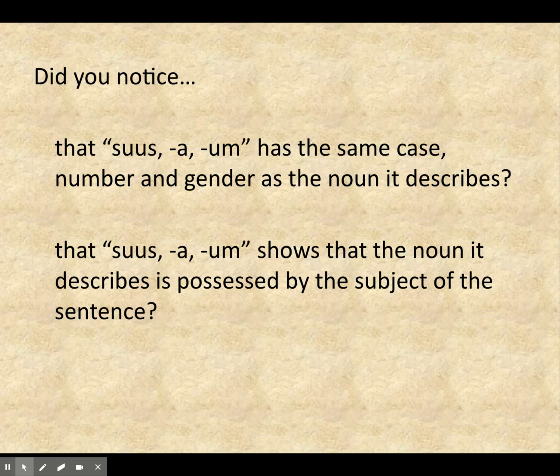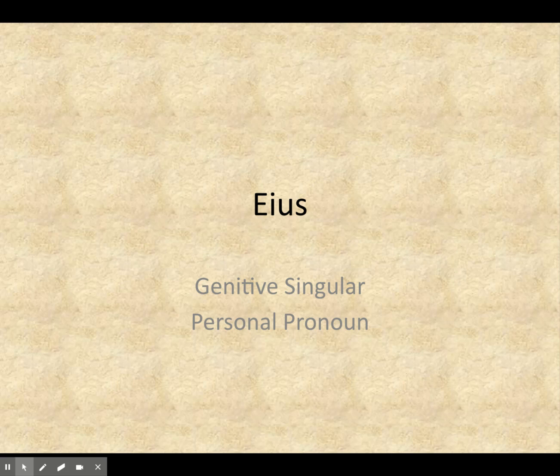So meus, you point at yourself. Tuus, you point at whoever you're talking to. Suus, you point to some person over there, but they're the subject of the sentence. They're the subject of what you're talking about. If you did not notice either of those things, rewind the video, go back and check those things out. All right? So let's go on to eius.